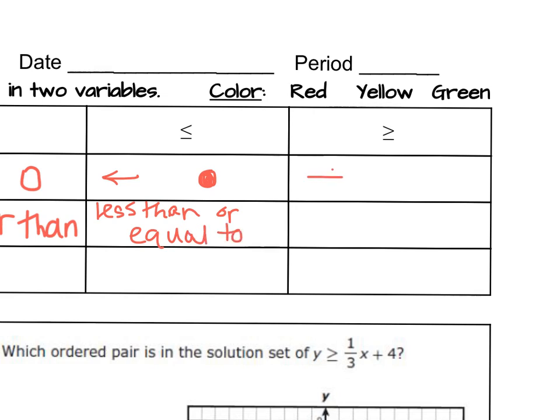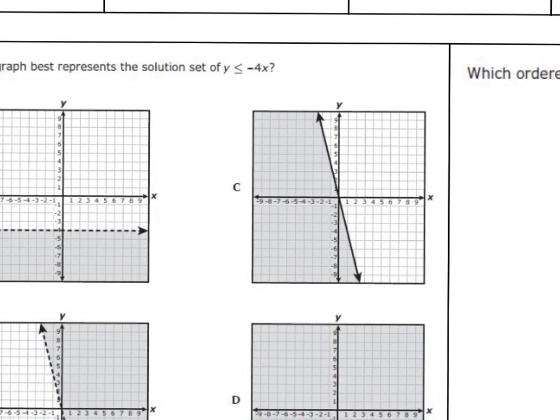And then the last one will be shaded to the right, also a closed circle because it's "or equal to," so including that answer. This one will be greater than or equal to. That means it includes all the answers to the side and on that point.